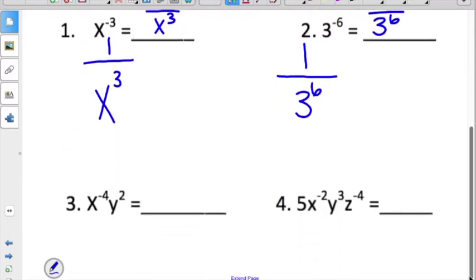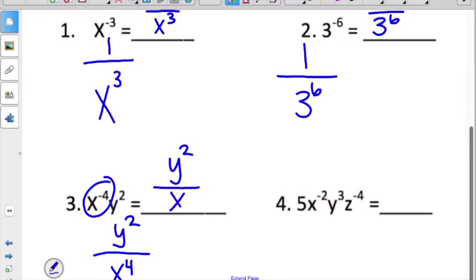Our next one, number 3, we have x to the negative 4th power, y squared. Start with x to the negative 4th power. We're going to remove the negative, and it's our denominator. Y to the 2nd does not go in the denominator because it doesn't have a negative, so it's going to stay or go in the numerator. So we have y squared over x to the 4th.